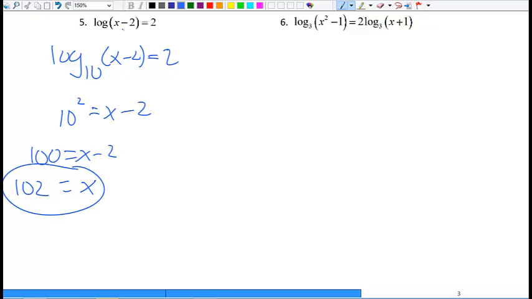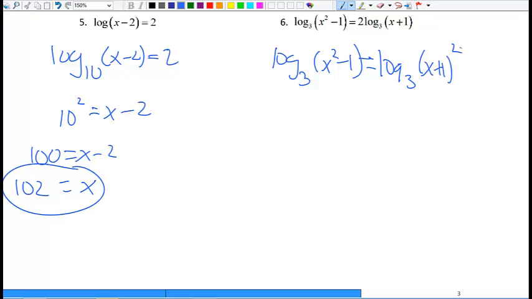Number 6, we're looking at a situation where I've got log on both sides. Almost. That 2 out front, if it wasn't there, we'd actually have the same log to the same base on each side. Luckily, we have a log property that we can take advantage of. So I'm going to bring that 2 up as an exponent of x plus 1. So that'll be log base 3 of x plus 1 squared.